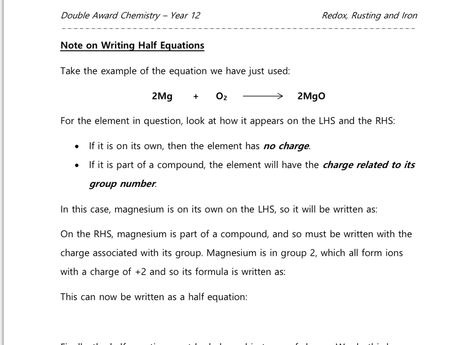So let's take the balanced symbol equation of the reaction we have just looked at. So that is magnesium reacting with oxygen. You may be wondering, how do I tell whether the atom has a charge or not, whether it's an ion or whether it's just an atom? Well, the easiest way to think about it is that if it's on its own, then the element has no charge. This will be particularly referring to metals. If the element is on its own, so it's an element, then it has no charge.